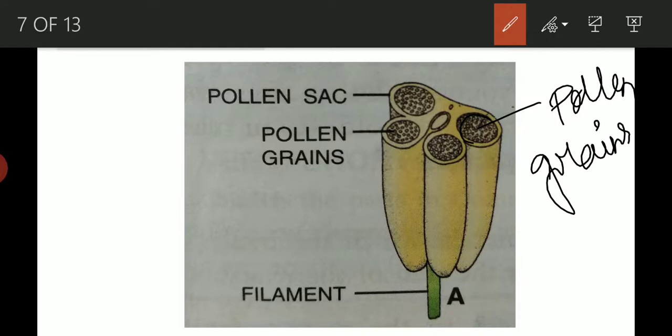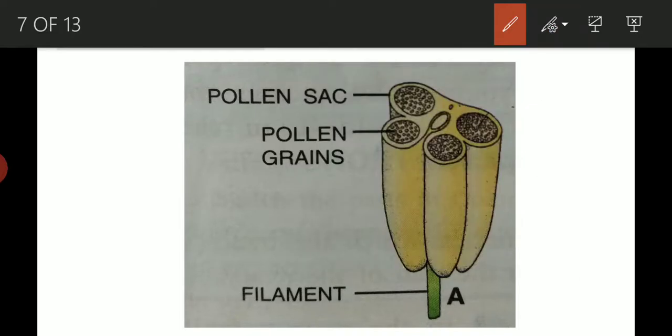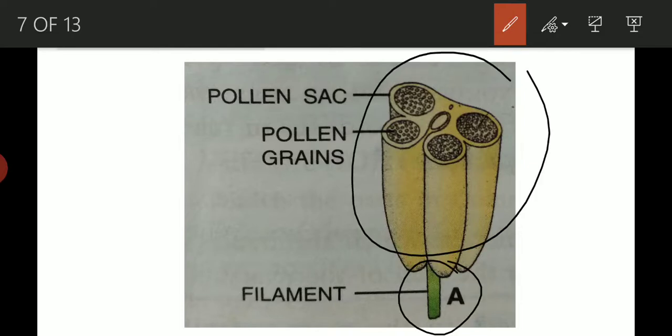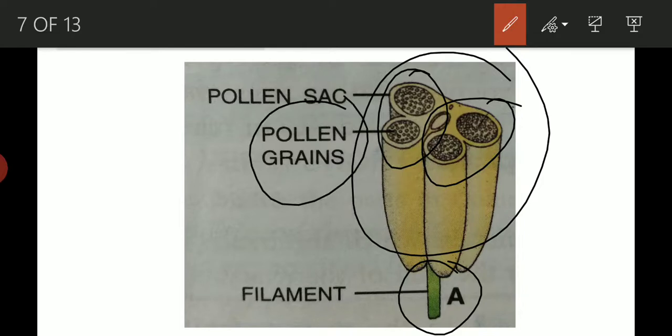Okay. So basically, the androecium means what? The collection of stamens. Now each stamen consists of a filament and a bilobed anther. Now it consists of two lobes. That means each lobe consists of 2 pollen sacs. That means there are a total of 4 pollen sacs. Inside the sacs there are pollen grains.